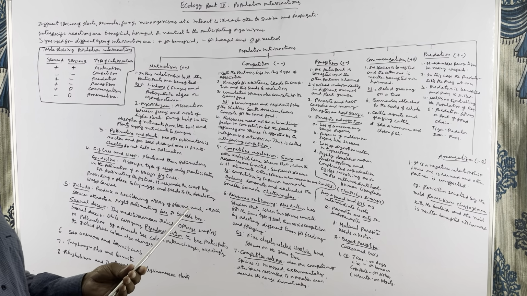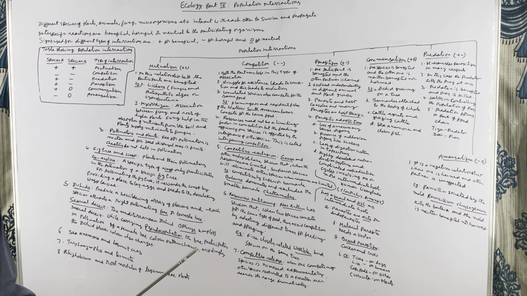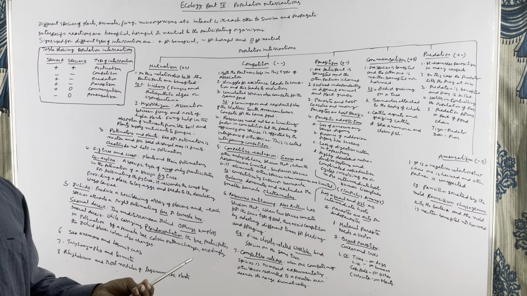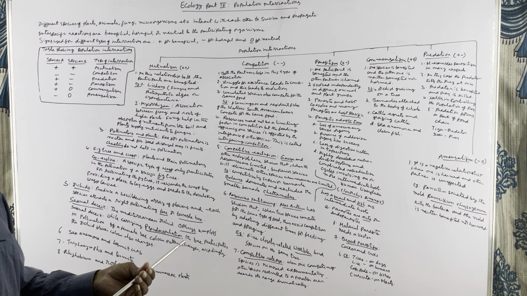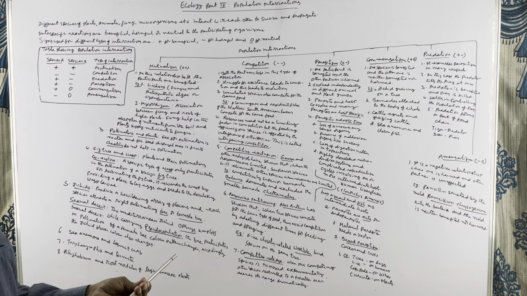But predation is very important in ecology. It helps in controlling the population of the prey. Otherwise, the prey numbers increase enormously and it disturbs the ecosystem. So in one way, predation is also required for the ecosystem because it regulates the population of the prey. And it also plays an important role in the food chain, which we will be studying after some time.